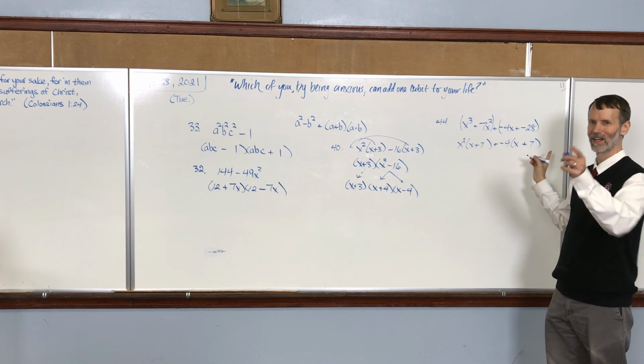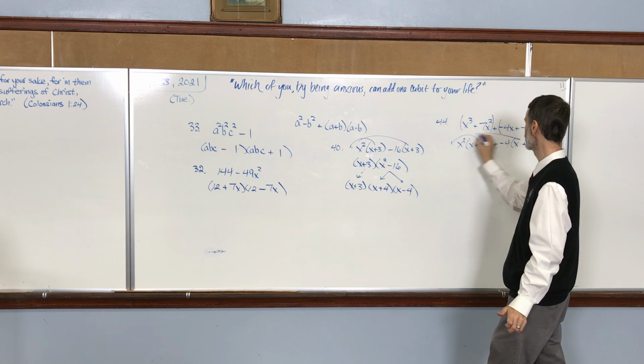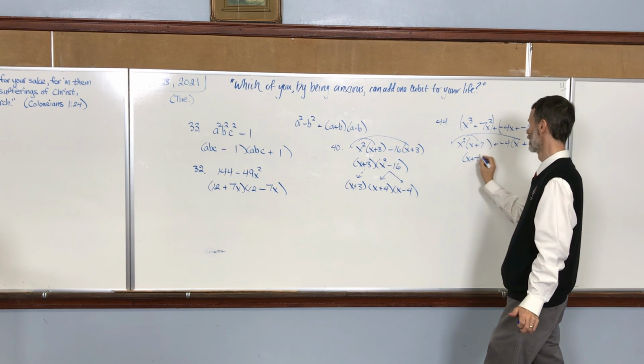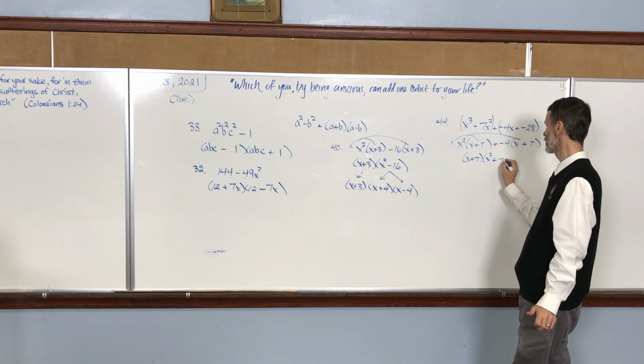Is this going to work? Yes. What comes out in front? X plus 7. Good. X plus 7 comes out in front. What's left behind? X squared plus negative 4. Right, x squared plus -4.